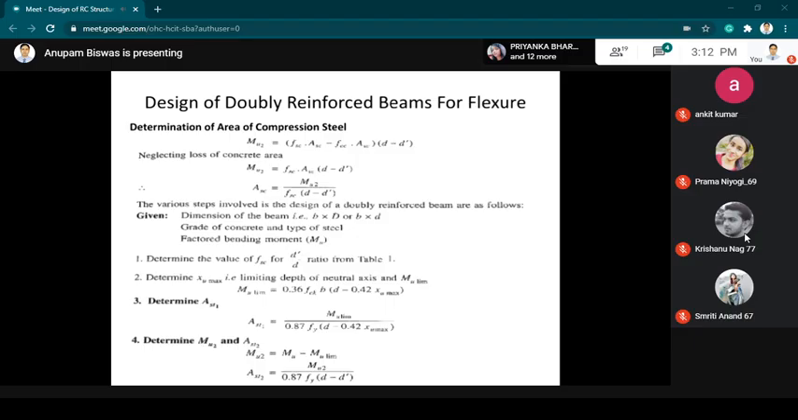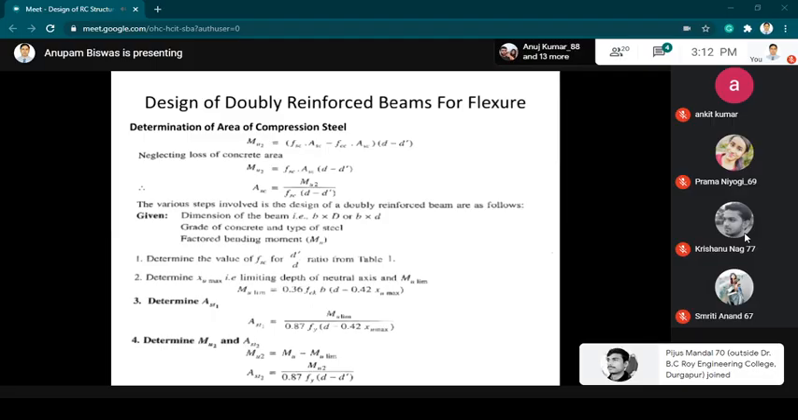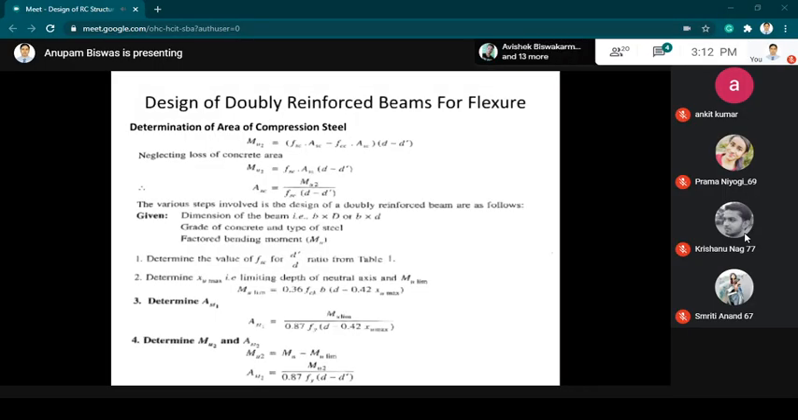So from it we should determine the value of FSC, and from the ratio of d dash by d, as seen in the previous example from table F of SP16 design aid, we can get the corresponding value of FSC. Okay, and d dash is the effective cover of the compression zone reinforcement.